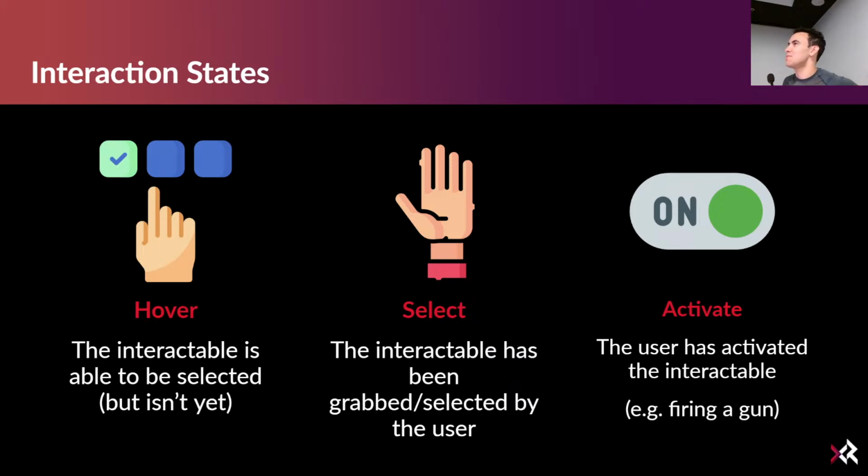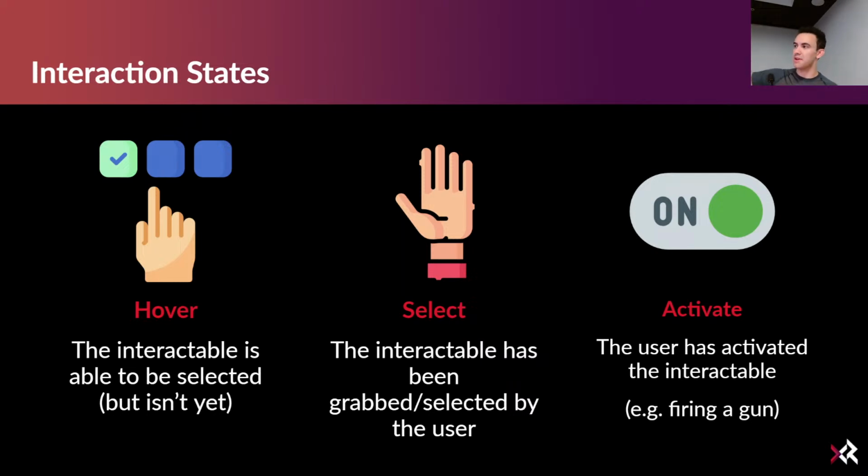Last is what's called an activate state. This is sort of an even more selected state. The best way to think about it is if something has a trigger. Like literally this controller, an activate would be me pulling the trigger on the controller. This is useful for something like a flashlight. You can pick up the flashlight, and that gets you in the select state. But if you want to turn the flashlight on, that would be the activate state, because you're activating the flashlight's trigger, and that turns on the light. So that's an activate because you are activating the interactable.